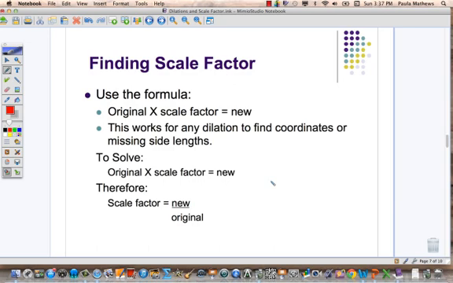Okay? So now what we're going to do is we're going to sort of work backwards. Previously, I was given the scale factor. Now we're going to find out that scale factor. And so remember what we said earlier. The original times the scale factor will give us that new value. So this works on any dilation to find coordinates or missing side lengths. Okay? So to find the scale factor, we need to take the new measurement and divide it by the original. We're going to set up that ratio.